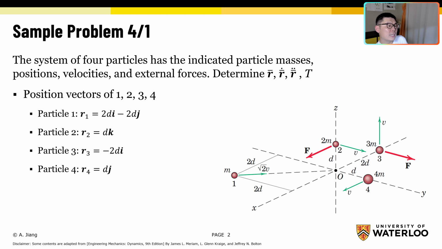Since our system is given with 4 individual particles, in order to find the position vector of the mass center, we need to find the position vector of each individual particle first. Here we have particle 1. We'll use the R1 vector. The displacement vector of particle 1 is 2d i unit vector minus 2d j unit vector, because it's in the 2d positive x direction and 2d negative y direction.